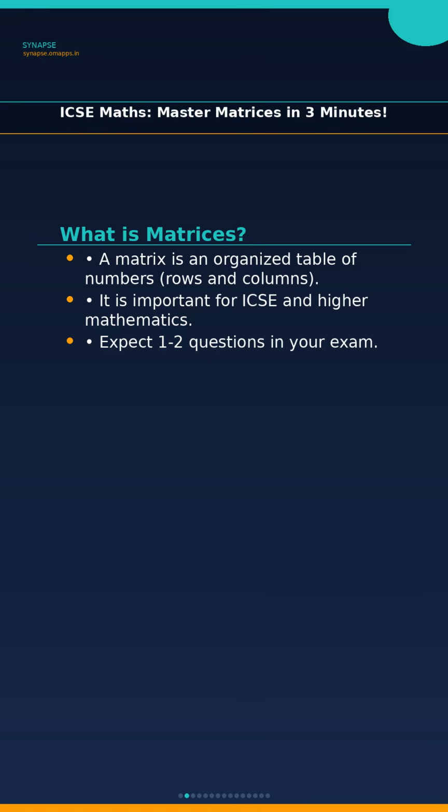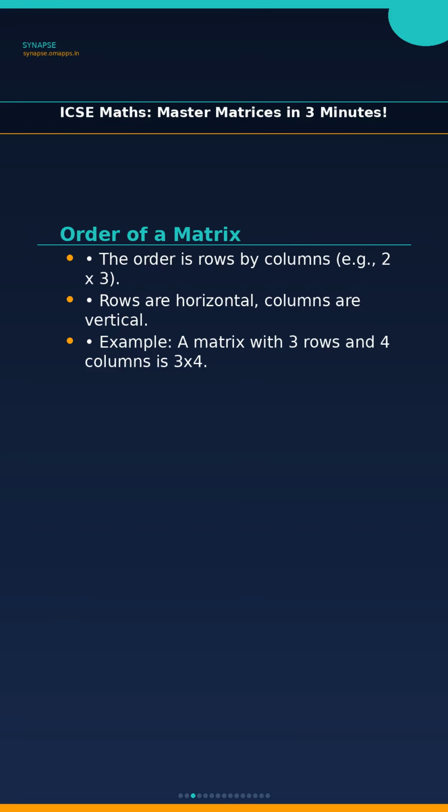For ICSE, this topic is super important and you can expect to see it on your exams, so let's get started. First, let's talk about the order of a matrix. Think of it as the size of the matrix. It's written as rows by columns. Remember that rows go sideways, and columns go up and down.